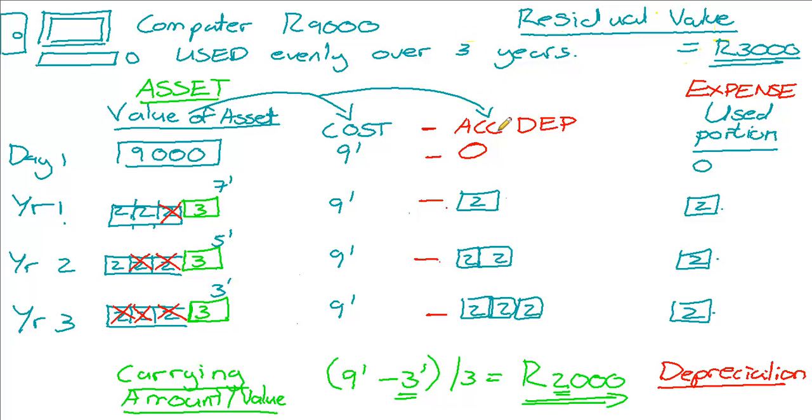So in year 1, the accumulated depreciation or accumulated usage was 2,000 Rand. In year 2, the accumulated usage was 4,000 Rand. And finally, in the last year, it was 6,000 Rand. So with the residual value being 3,000 Rand, the maximum amount of depreciation was the 6,000 Rand over the 3 years, leaving us with a carrying amount of 3,000 Rand at the end of this asset's useful life, which is equal to the amount that we can sell this asset for on that day.